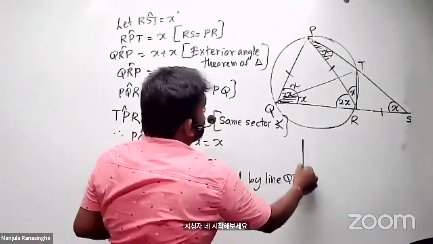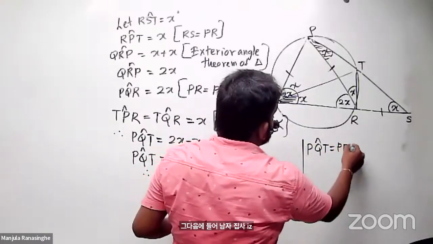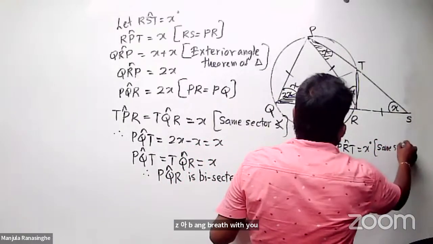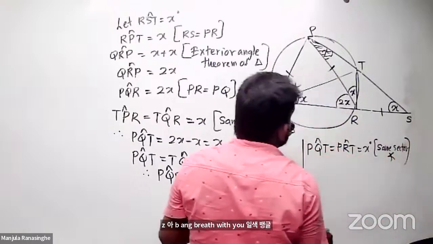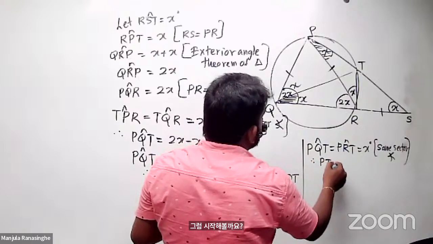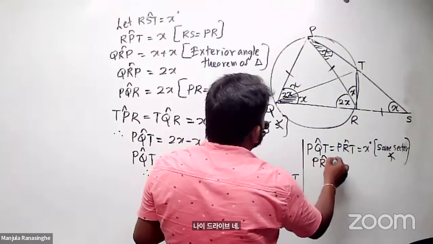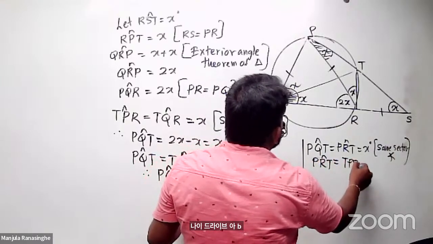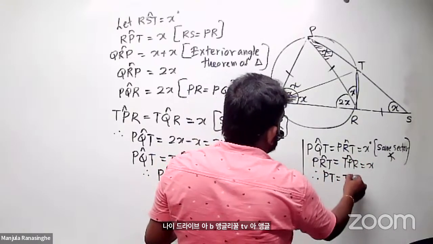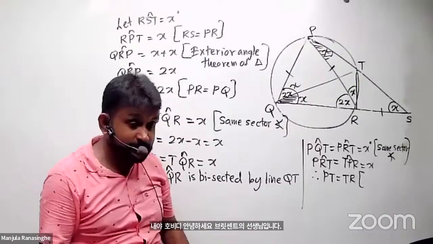So now you can write PQT angle equal X. What is the reason? Same sector angles. So now you write, therefore, PRT angle equal TPR angle equal X. Therefore PT equal TR, right? Since the two angles are equal, PT equal TR.